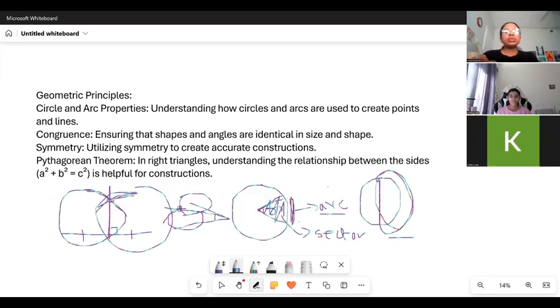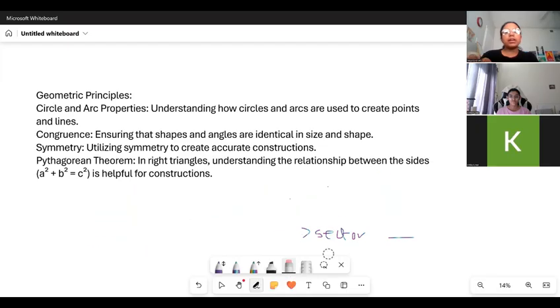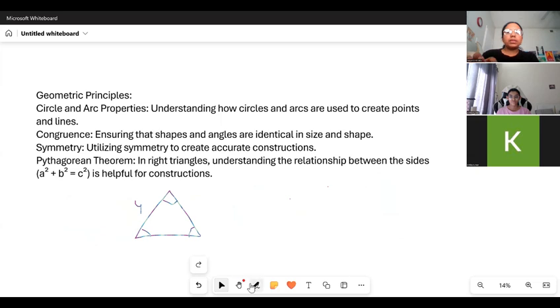Now let's look at congruency. These are ensuring that shapes and angles are identical in size and shape. So let's say I have an equilateral triangle. So all angles are 60 degrees, right? And let's say this side is 4 centimeters. Oh, it should all be 4, sorry. Since it's an equilateral triangle, all the sides will be the same too. So all of these are the same, and all of the angles are the same too.